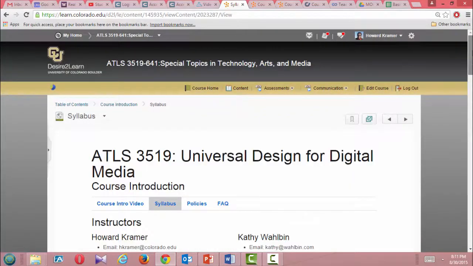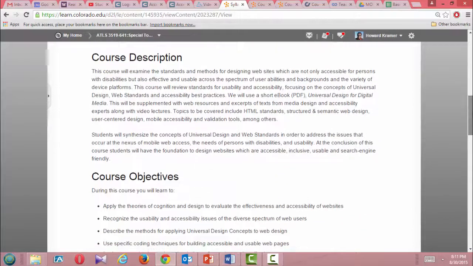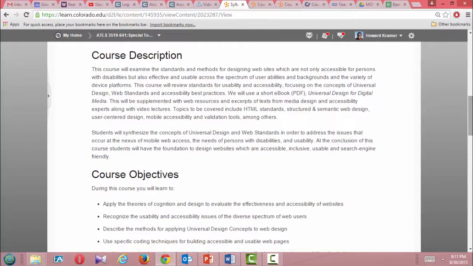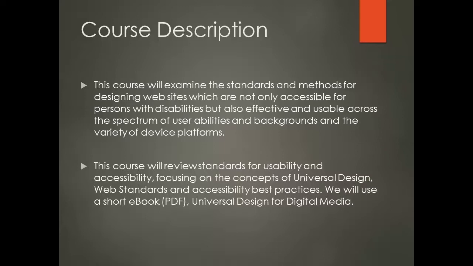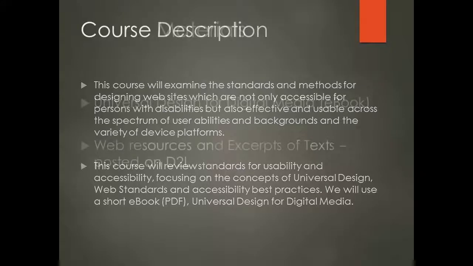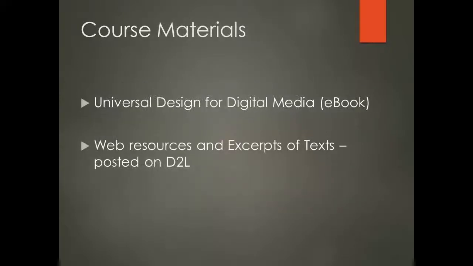you'll see that it states on the syllabus under Course Description that this course will examine the standards and methods for designing websites which are not only accessible for persons with disabilities, but also effective and usable across a spectrum of user abilities and backgrounds and the variety of device platforms. This course will review standards for usability and accessibility, focusing on the concepts of universal design, web standards, and accessibility best practices. As it states in the course description, we'll be using a short ebook in PDF format called Universal Design for Digital Media, which I authored.